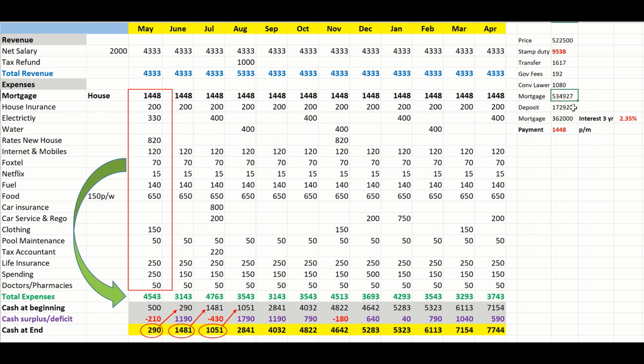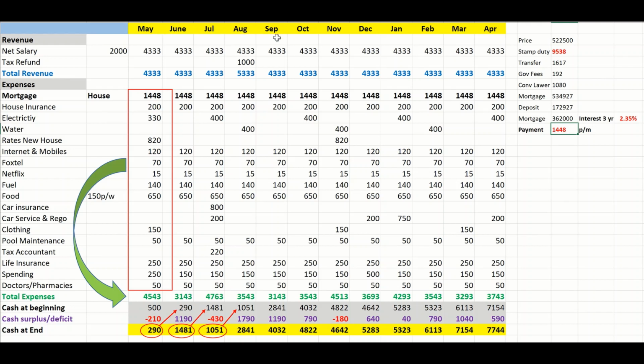Say, for example, you have a big deposit. You will now go and borrow $362,000. Say, for example, you lock it in for 3 years at 2.35%. The bank works out that that's going to be your monthly payment. Now you do your cash budget to understand if you can afford to go ahead.